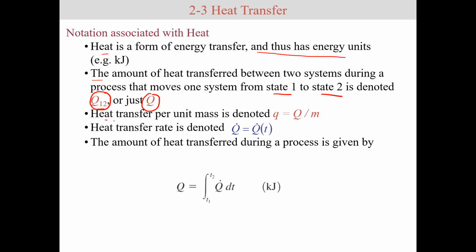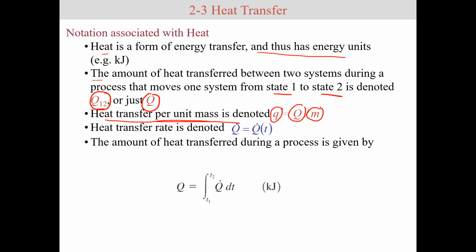I can also look at heat transfer per unit mass. So if I take the amount of heat transfer divided by the mass, then I end up having what I call heat transfer per mass. It is not called specific heat. Specific heat is something else that we're going to cover later. Heat transfer per unit mass.